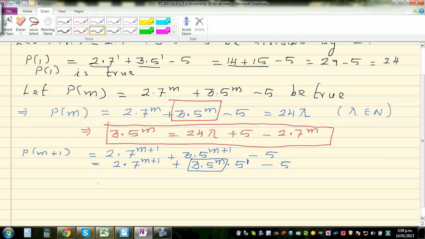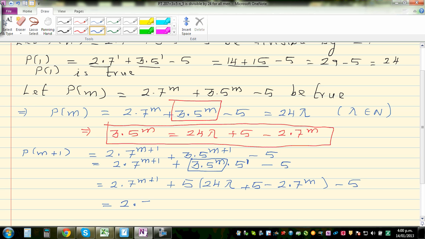So that becomes 2 times 7 to the power m plus 1, plus, in place I'll write 5 first up front, times 24 lambda plus 5 minus 2 times 7 to the power m, minus 5. This is a bit of algebra. You have to be patient.